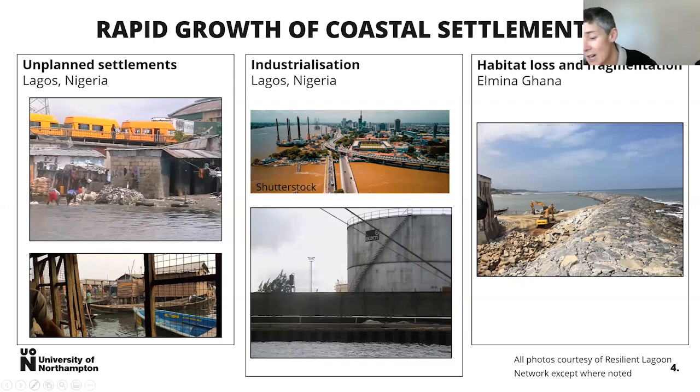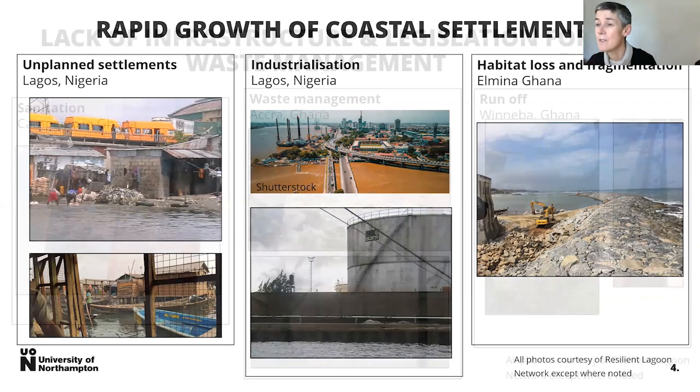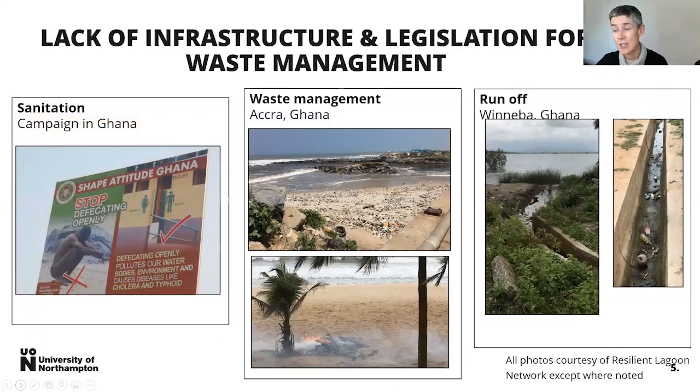If we look at the next of those drivers, that lack of infrastructure and legislation for waste management, sanitation is a challenge in this area. There's a lack of toilets in informal and poorest settlements and communities, and poor sewerage infrastructure when there are toilets. So much of that sewage in these coastal areas is then discharged to sea. The image that I have here is a campaign in Ghana to stop open defecation.